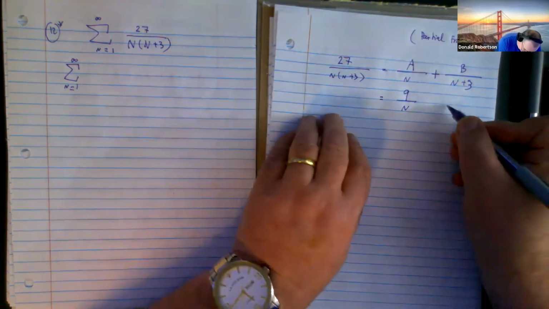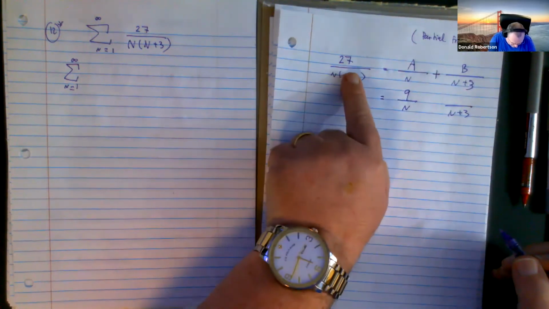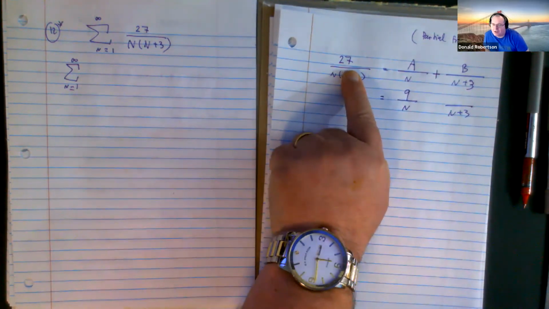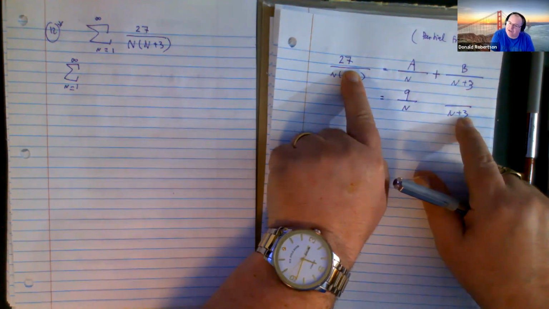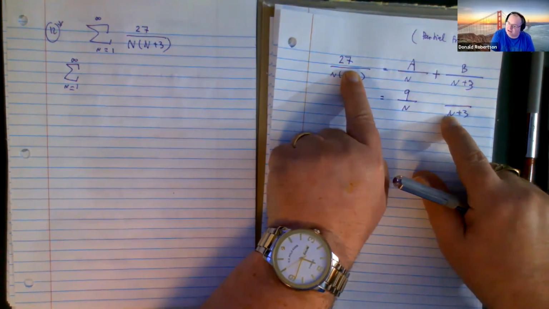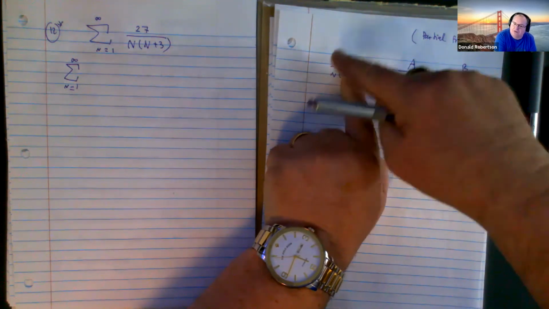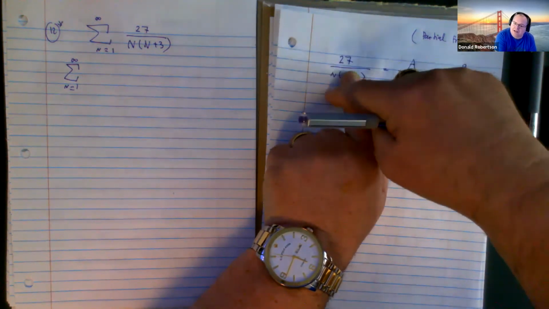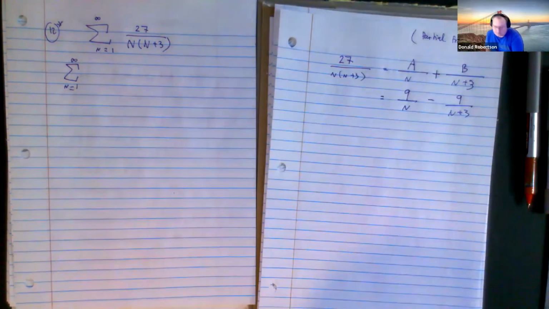Now let's do the second guy, the N plus 3 guy, right? This one. Cover up N plus 3. What value of N do you need to make N plus 3 zero? Well, you need to make it -3 to do that. Make this guy -3 as well. 27 on the top, -3 on the bottom, -9. And we've now done the cover-up method, right?